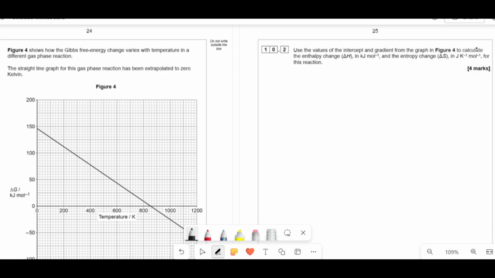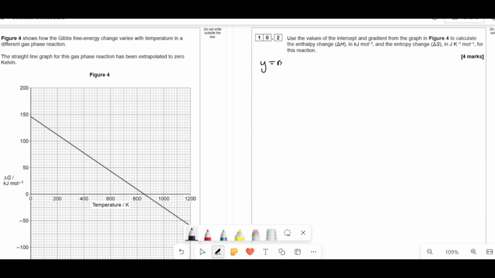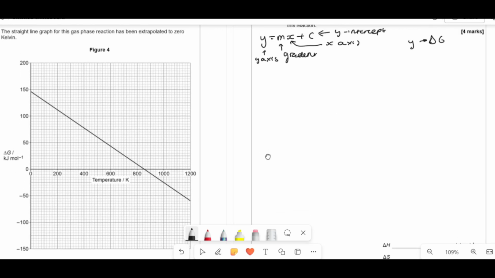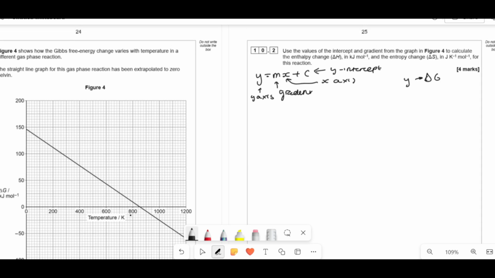So whenever you've got any straight line graph in the universe, it always obeys y equals mx plus c. So that's y, the y-axis. This is your gradient. This is your x-axis, and that's your y-intercept. Whenever you have a straight line, it's always good to compare it to this, as it helps you read the graph. So in this case, the y-axis is delta G, and our x-axis is the temperature, right? So now we've got delta G equals the gradient times the temperature plus c, right?